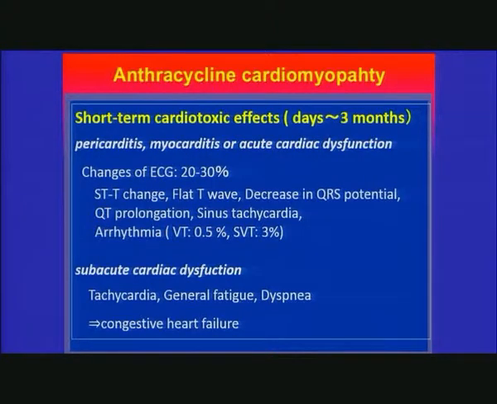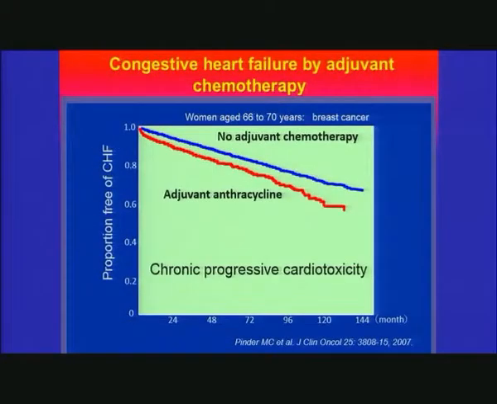So anthracycline cardiomyopathy is classified into two types. One is short-term cardiotoxic effect. It occurs within 1 week or up to 3 months, as observed in pericarditis, myocarditis, or acute cardiac dysfunction. And ECG change is observed in 20% or 30%: non-specific ST-T change, flat T wave, decreased QRS amplitude, QT prolongation, sinus tachycardia, arrhythmia. And subacute cardiac dysfunction causes tachycardia, general fatigue, and dyspnea, causing congestive heart failure.